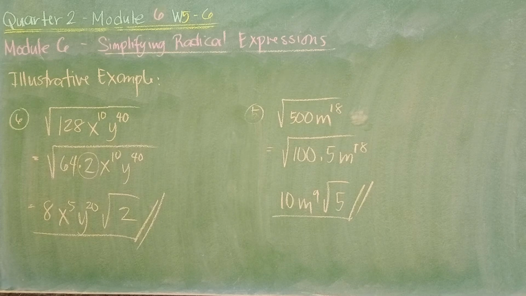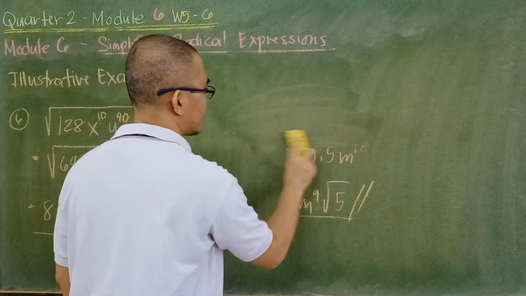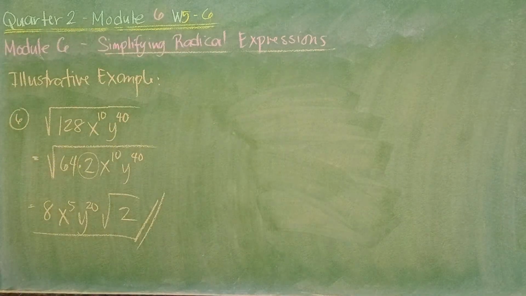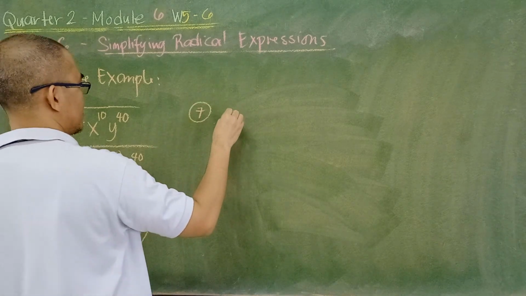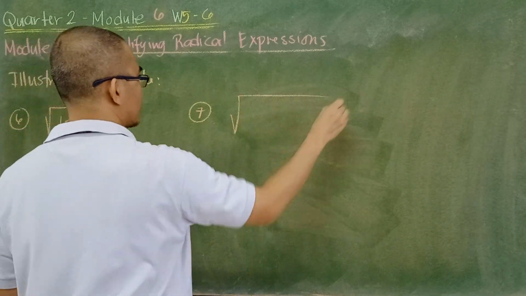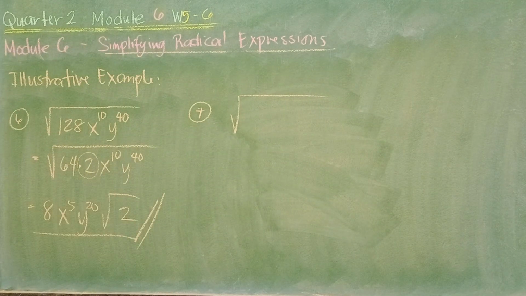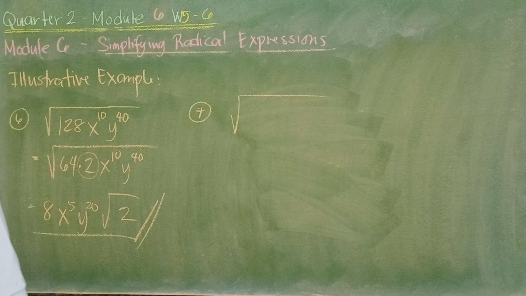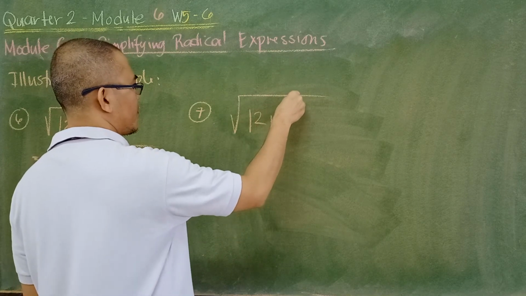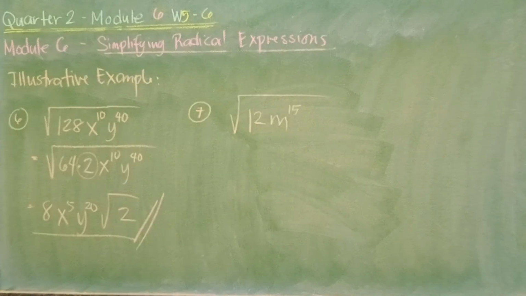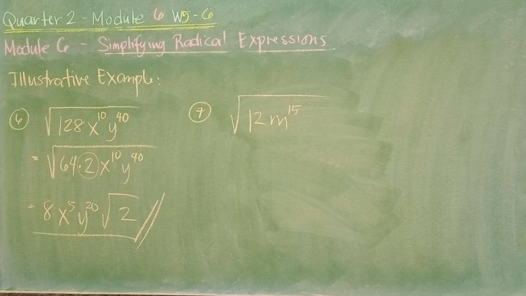Next. Now, what if may remainder? Number 7. So let's say number 7, square root of, again, square root muna yung ginagamit natin bago sa mga cube root. Square root of 12 m raised to 15. Yan. So isang hindi perfect square, tapos isa na alam natin sigurado may remainder.